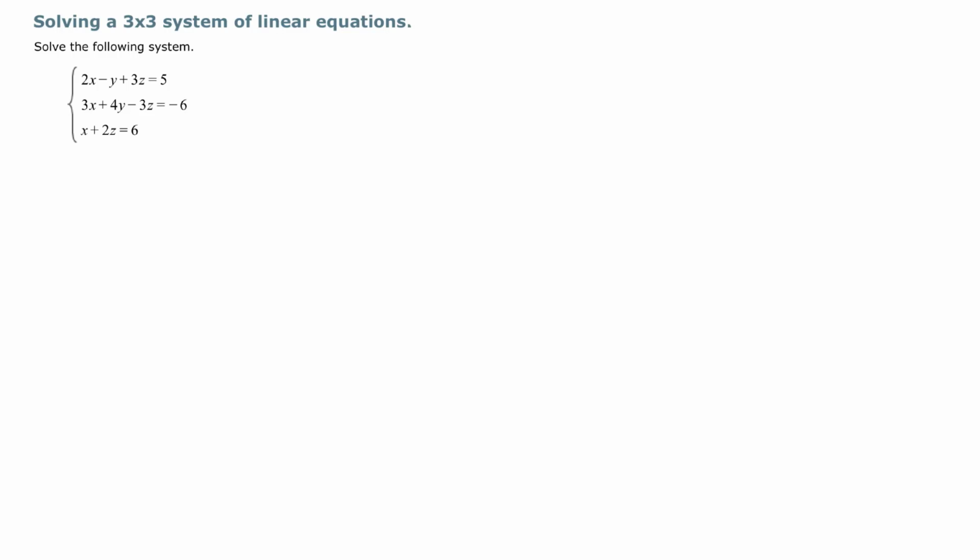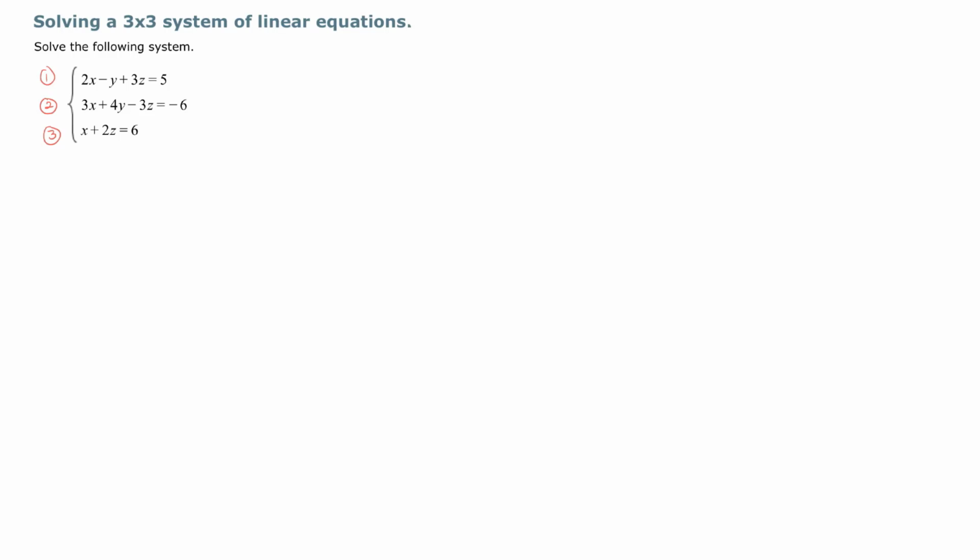The first thing I'm going to do is actually label my equations. I'm going to label them like this: equation 1 being the top equation, equation 2, and then equation 3. So what we're trying to do is find values for x, y, and z that will satisfy all equations simultaneously, and it will make all the equations true all at once. That is the goal. We're trying to find the missing values x, y, and z that will actually satisfy all three equations.